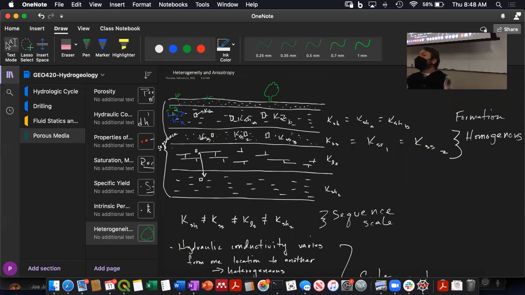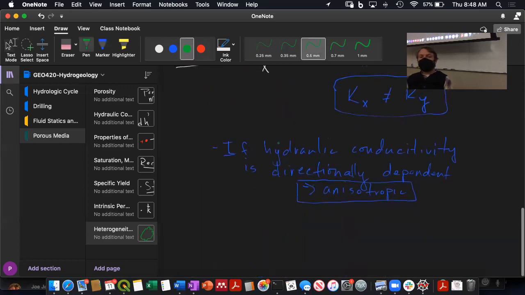So the point here is that I can be anisotropic and I can be homogeneous, all right? As long as my anisotropy is the same from location to location, then I am homogeneous. So a critical thing is that it is directionally dependent at a point. Anisotropy refers to the hydraulic conductivity at a single point. Is it different in one direction or another? All right? So this is at one point.